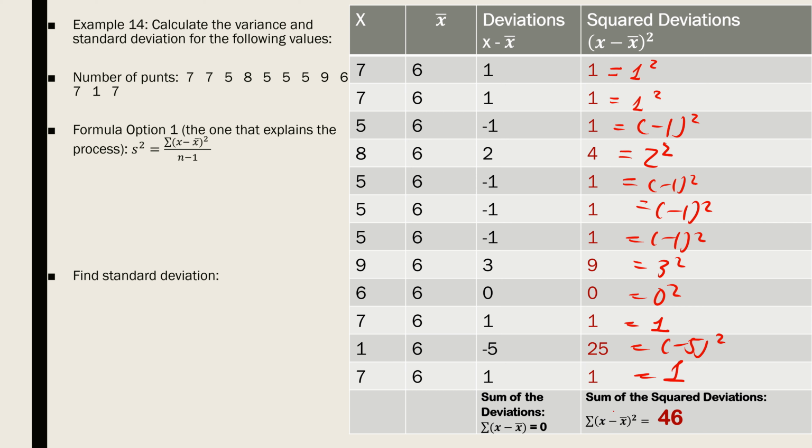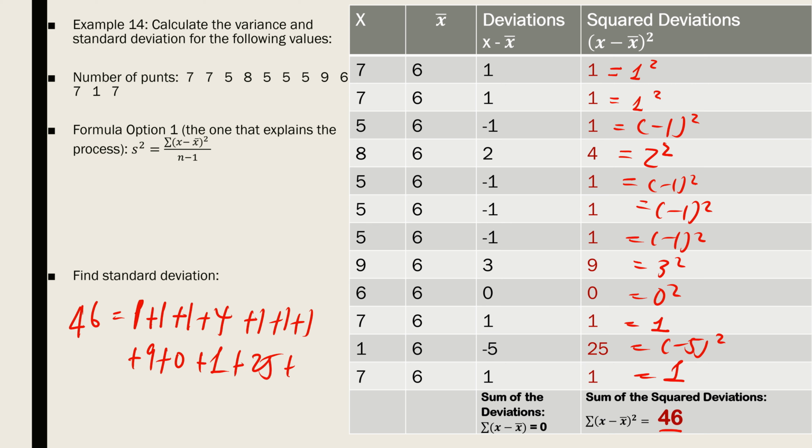Then we are going to calculate the sum of the squared deviation. The 46 here just equals the summation of 1 plus 1 plus 1 plus 4 plus 1 plus 1 plus 1 plus 9 plus 0 plus 1 plus 25 plus 1. You can verify this by yourself.